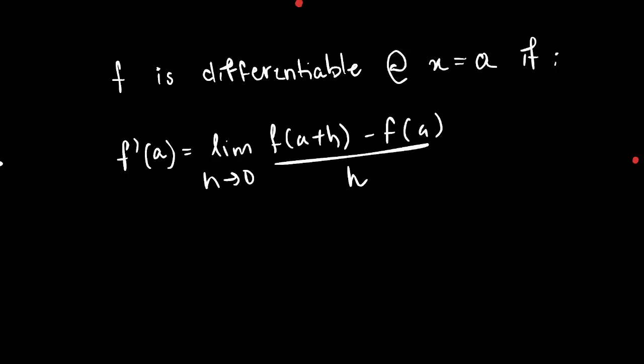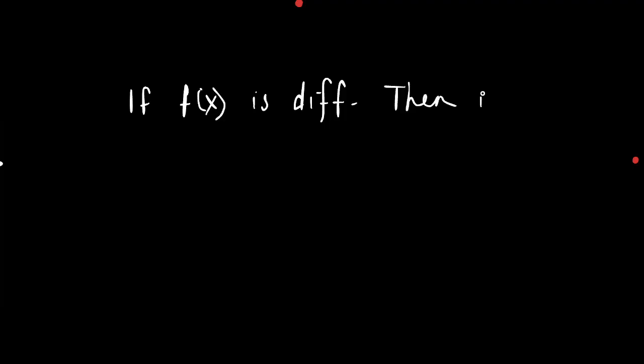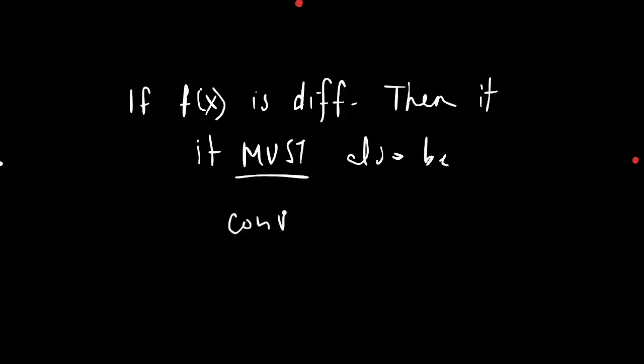Now, what was it that I was saying about differentiability and continuity at the beginning of this video? What I was trying to say there was that a key fact to know is that if a function is differentiable at some point x equals a, then it is automatically continuous at x equals a. If a function is differentiable, then it must also be continuous.